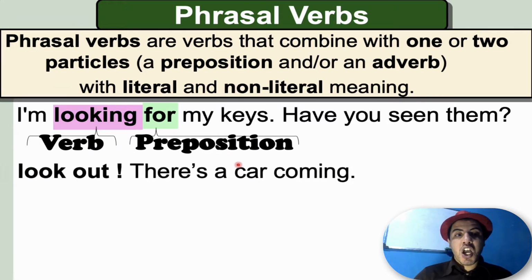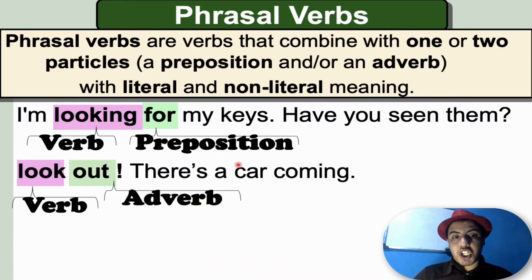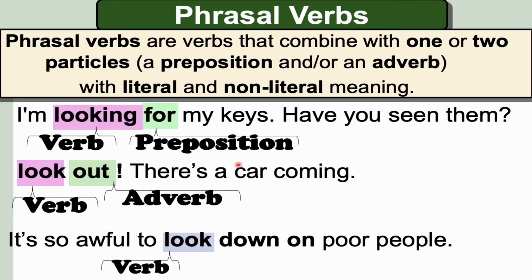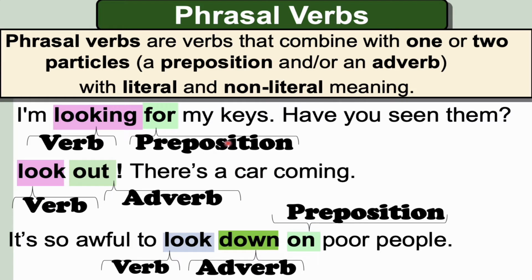Another example: look out, there is a car coming. Very good. Look is the verb, out is the particle. Which type of particle is it? It is adverb. Excellent. And the last one is, it's so awful to look down on poor people, right? So we have look is the verb, down is adverb, on is preposition. So how many particles do we have here? We have two particles. Very good. We have adverb, down, and the preposition on.